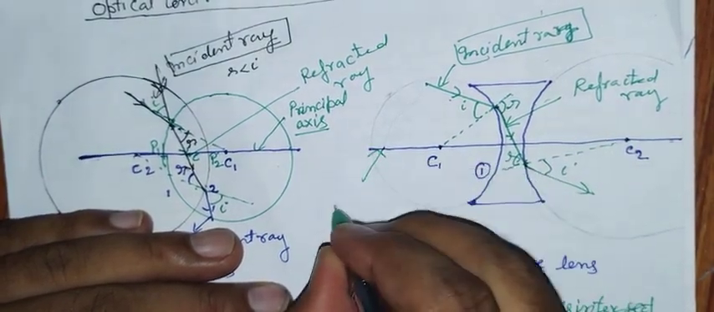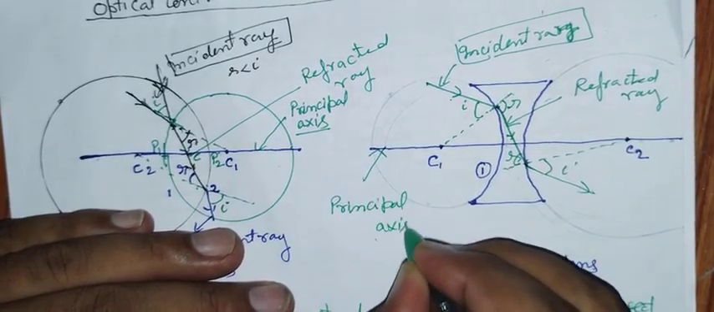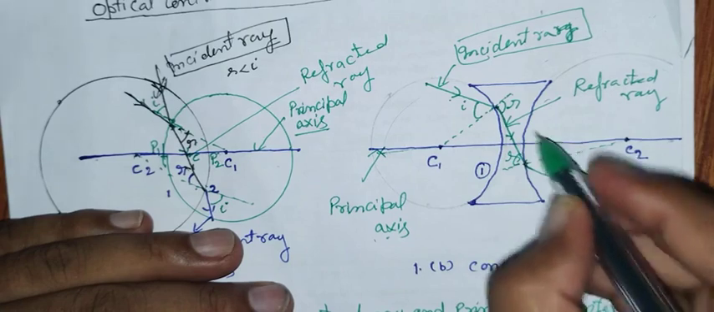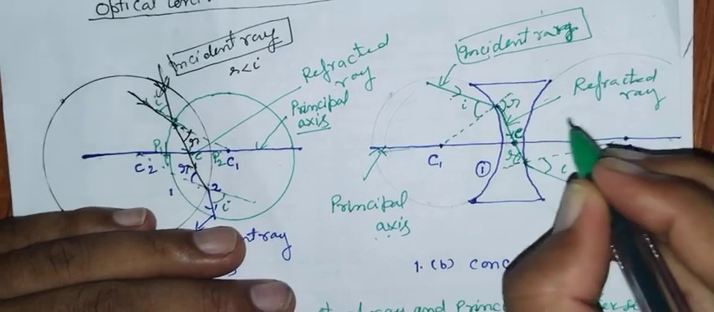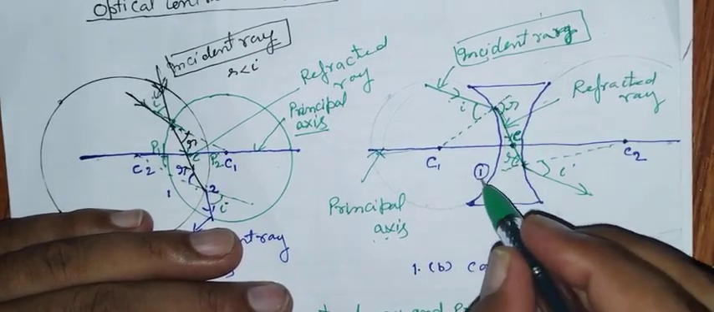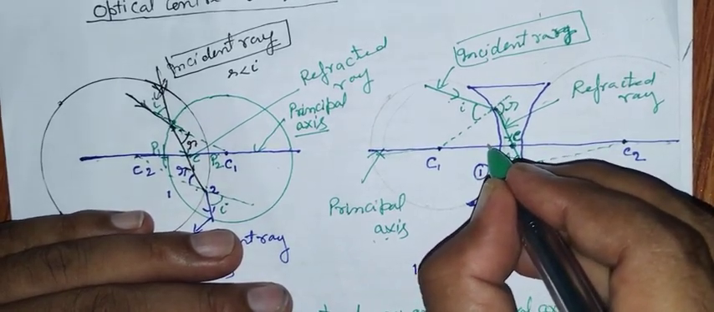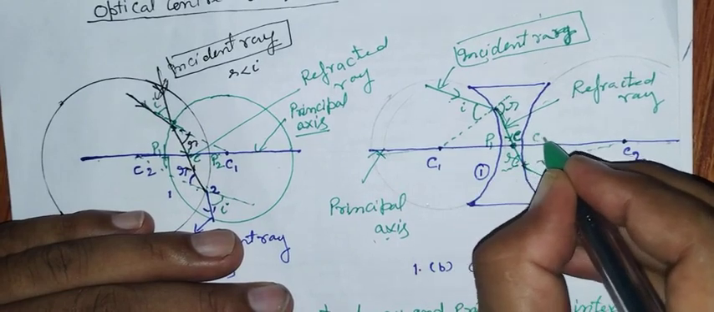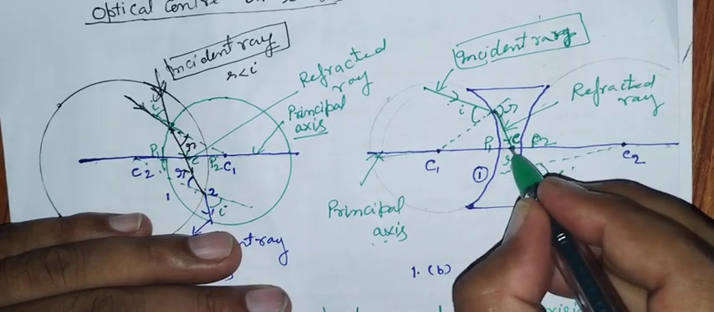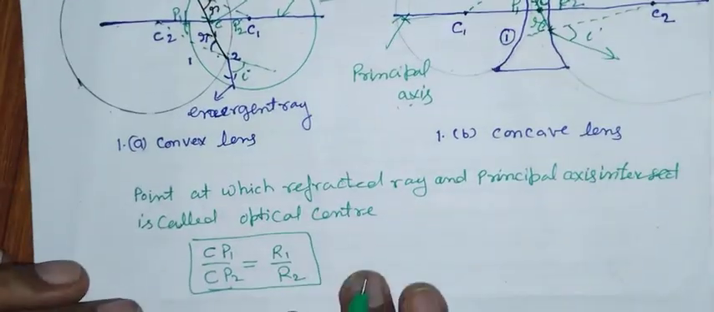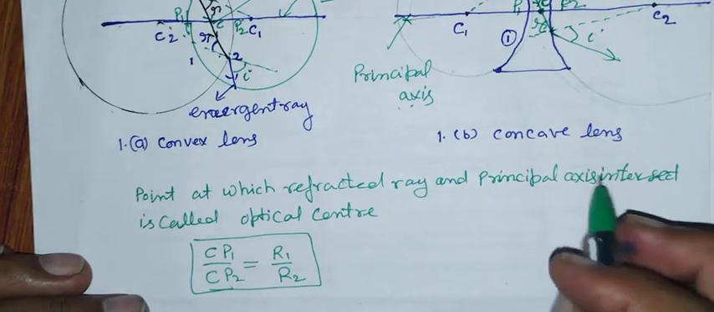See, this is the principal axis. So the principal axis and the refracted ray intersect at the optical center C. This is the first side and center of curvature. So P1 will be at this side and P2 will be on another side. So the ratio of CP1 by CP2 is equal to the ratio of their radii of curvature.